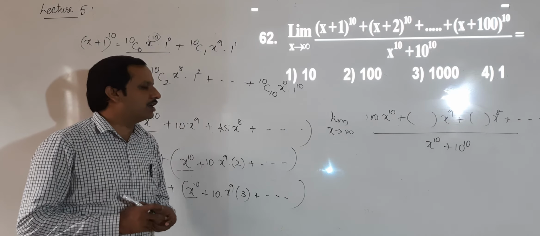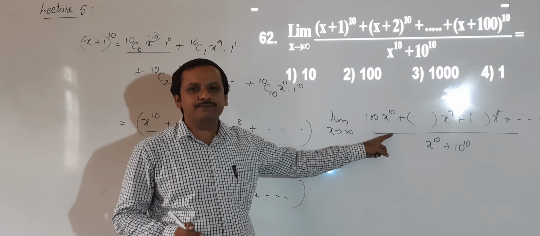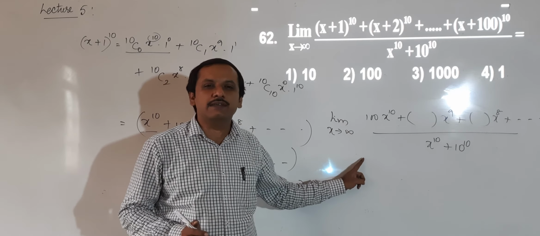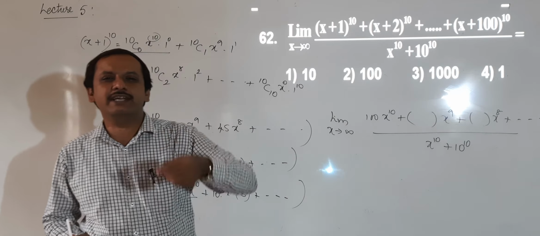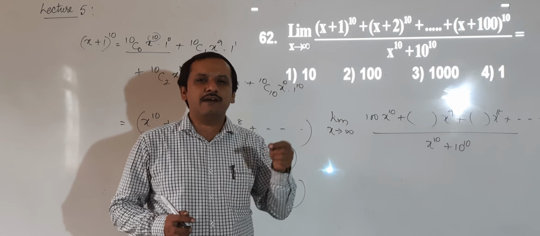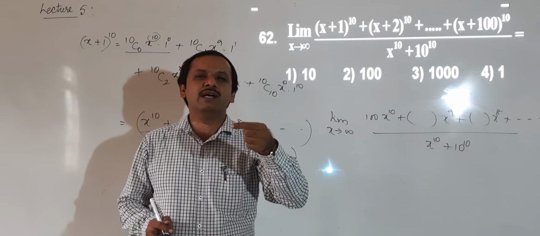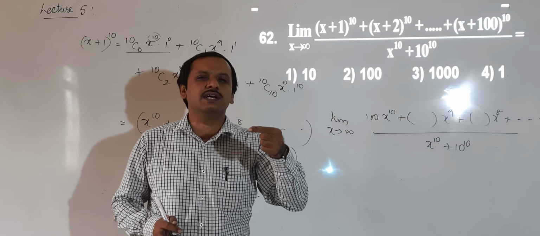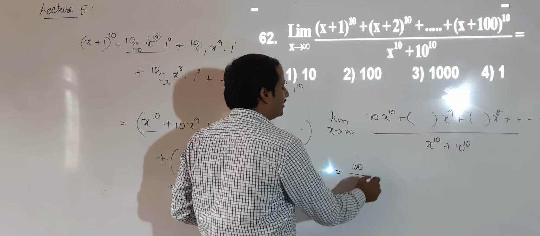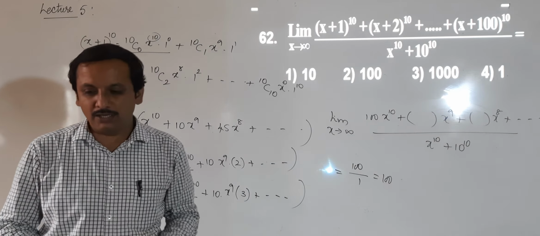Okay. So now you observe, the numerator is a polynomial of degree 10. Denominator is also a polynomial of degree 10 and x is approaching infinity. When both the numerator and denominator are polynomials of the same degree, then the value of that limit is the coefficient of highest power of x in the numerator divided by the coefficient of highest power of x in the denominator. So what is the answer here? Here 100 by 1, which is equal to 100, that's the answer. That's the second option. Okay.